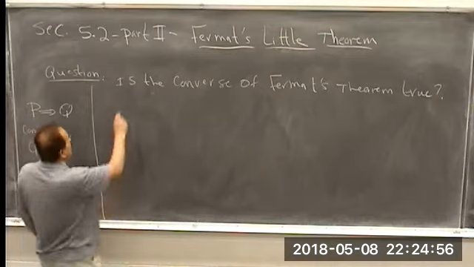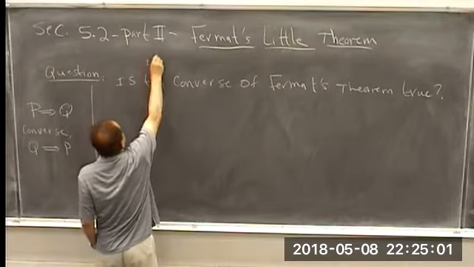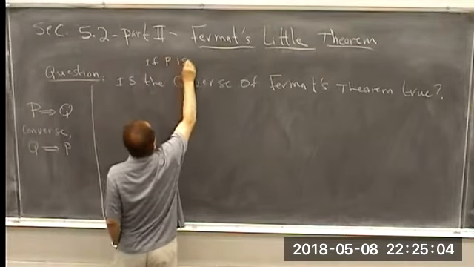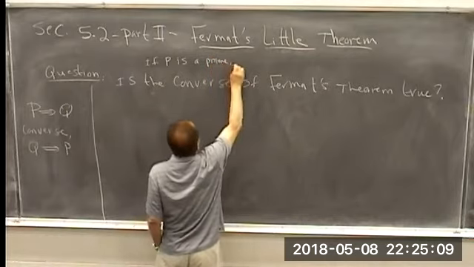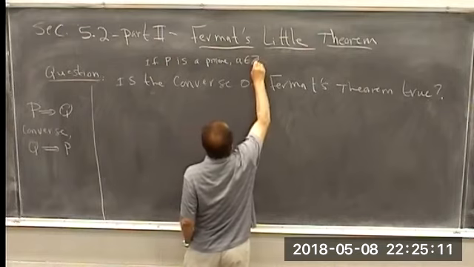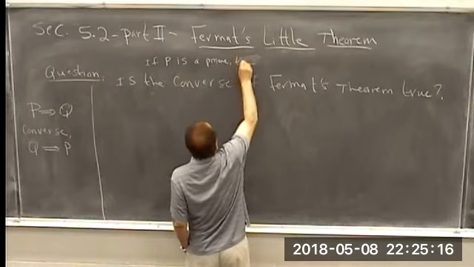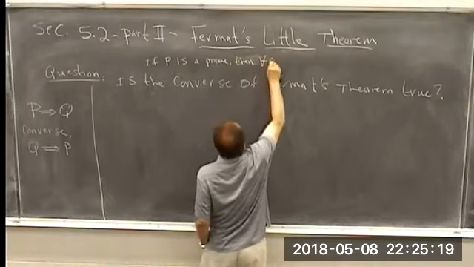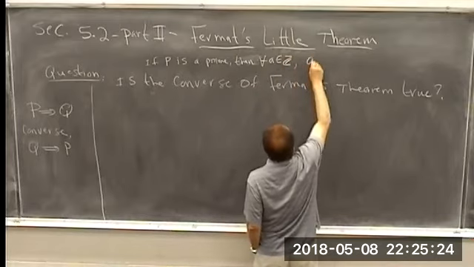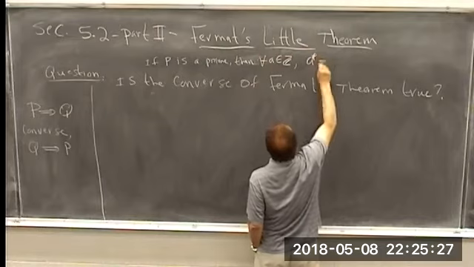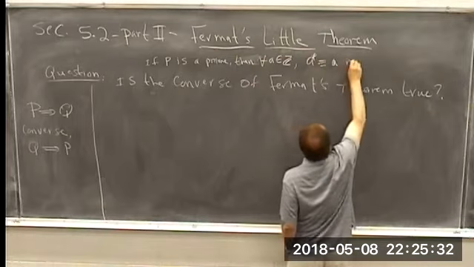So we know what Fermat's theorem is saying: if P is a prime, then for every A in Z, we have A to the P is congruent to A mod P, right?